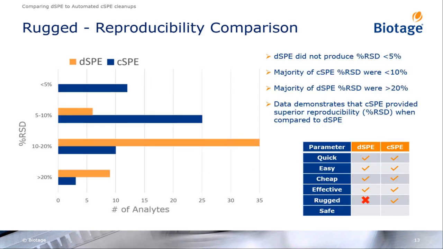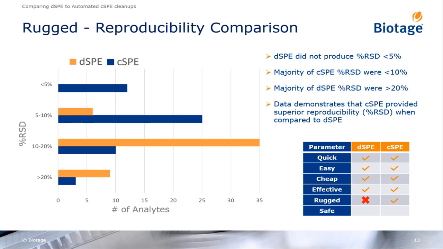Now, taking the reproducibility data from the previous slide and placing it into buckets for each cleanup technique, you're able to paint a clearer picture of the performance between the 2 techniques. As you can see again on the x-axis, this is the number of pesticide analytes that fell within that bucket. And on the y-axis, you have the percent relative standard deviation. And so the best RSD would be less than 5%.